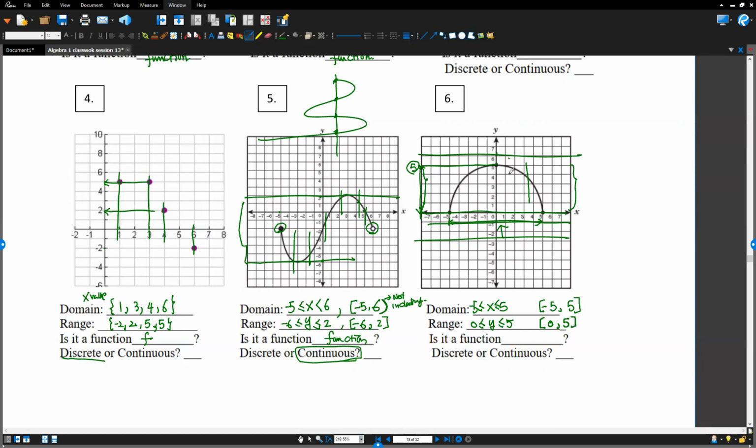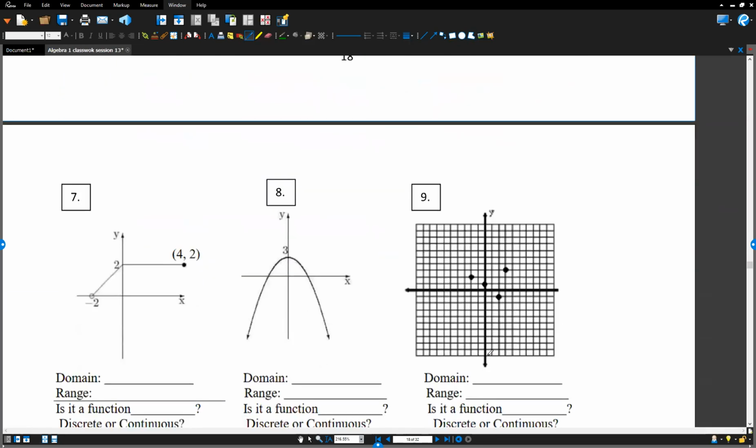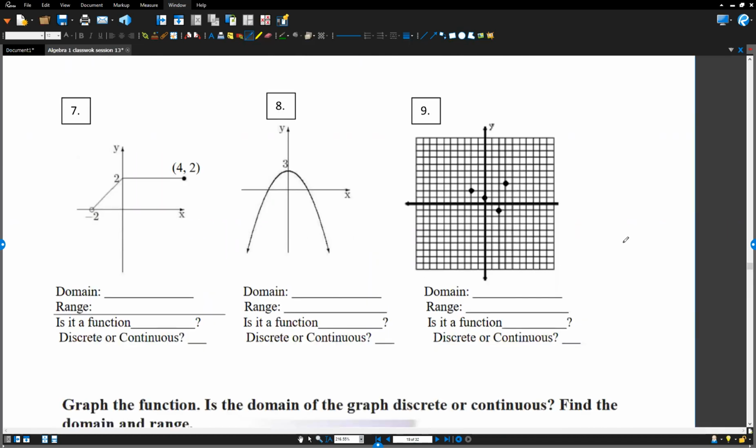Yeah, that is a function, right? Vertical line test, that is a function. This is continuous. Okay, all right. That is not hard, okay? Now check it out. One more, domain and range. Is this a function or not?